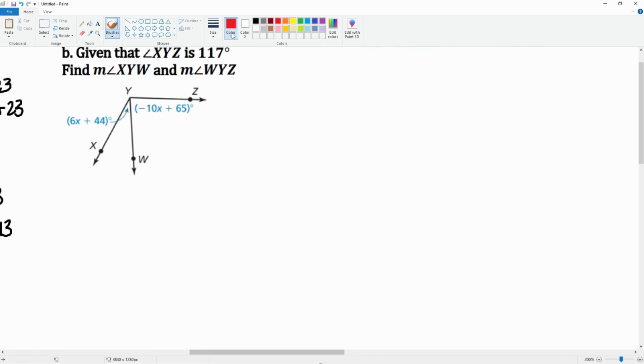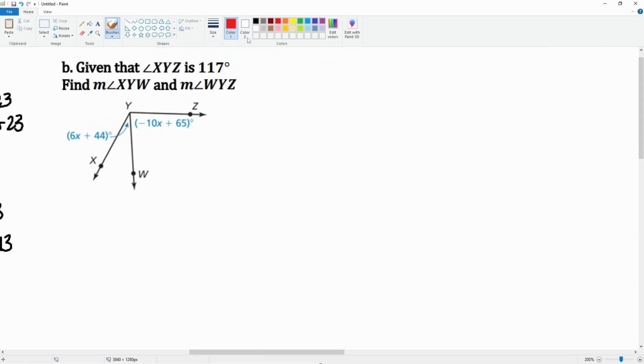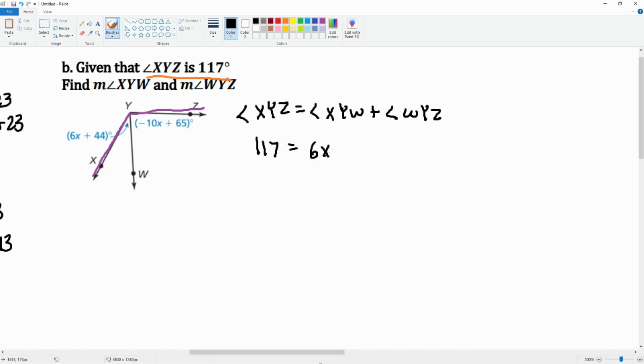Okay, next let's look at B. We know that here angle XYZ is 117. So angle XYZ, which is the entire thing, is 117. It's made up of the two pieces, angle XYW plus angle WYZ. This is 117 because we were told that right here. And then XYW is 6x plus 44. Then WYZ is negative 10x plus 65.